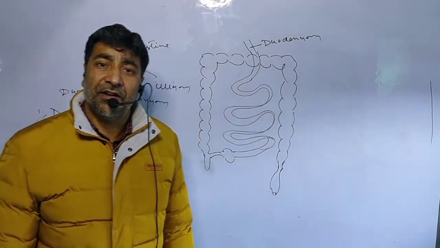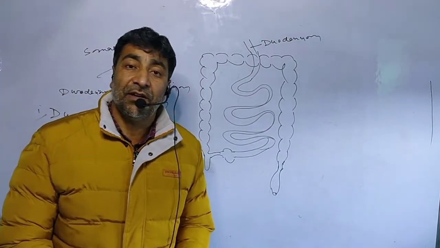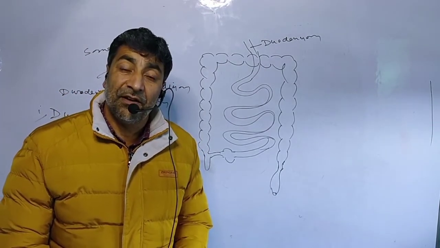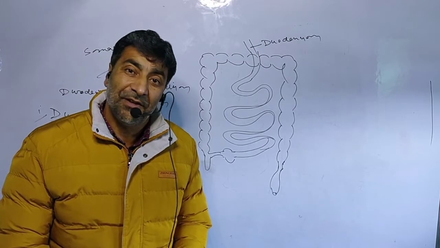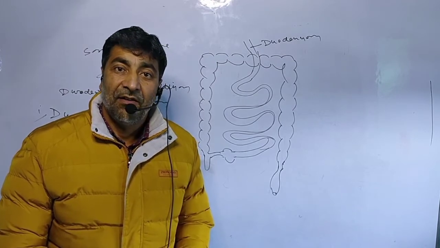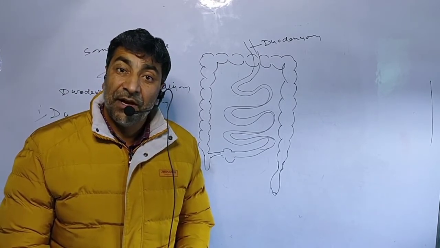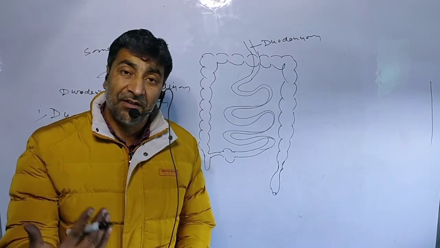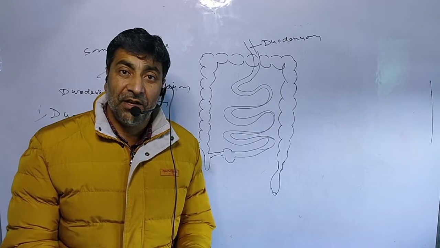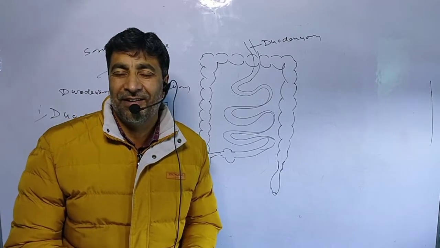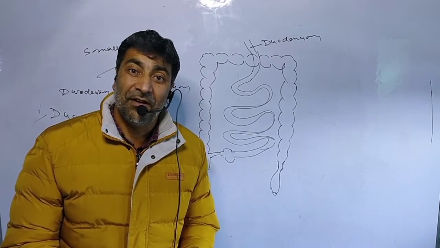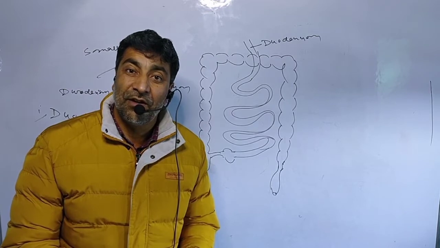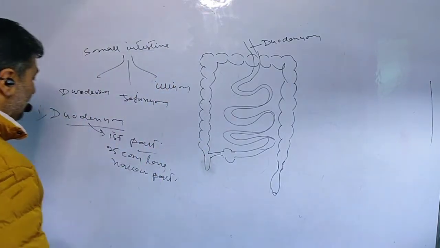Into this duodenum opens a very important duct, that is called hepatopancreatic duct. We will study it later on. Hepato means liver. One duct comes from liver, another duct comes from pancreas. They join together and form the hepatopancreatic duct. That hepatopancreatic duct opens into what? Into duodenum.